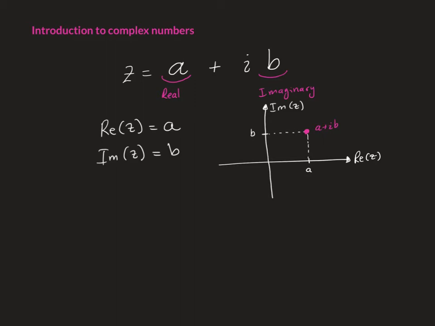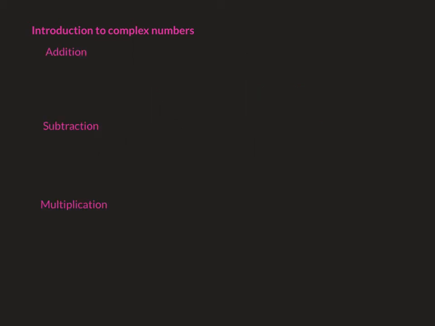But the difference is that now the horizontal axis is going to represent the real part of the number. So we have a on the horizontal axis, and the vertical axis is going to represent the imaginary component of the number. So that is why b is here. And put together, the number z equals a plus ib would be represented by this point on the two-dimensional space. So how do we operate these numbers?